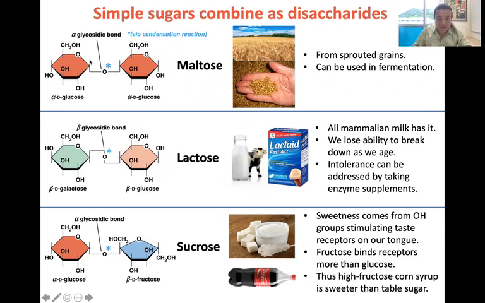We know they are alpha because you can see the OH group at carbon 1 is pointing down. I mean, you don't see the OH labeled here, but on this one you can see the OH is pointing down, right? So both of these are alpha glucoses.